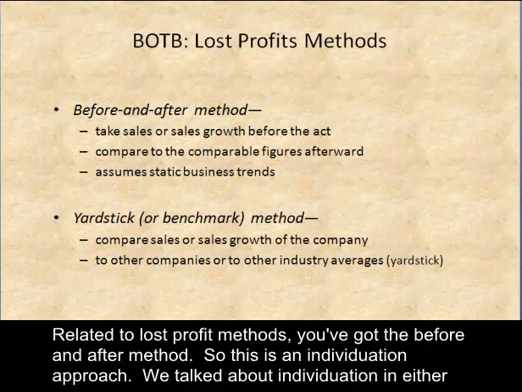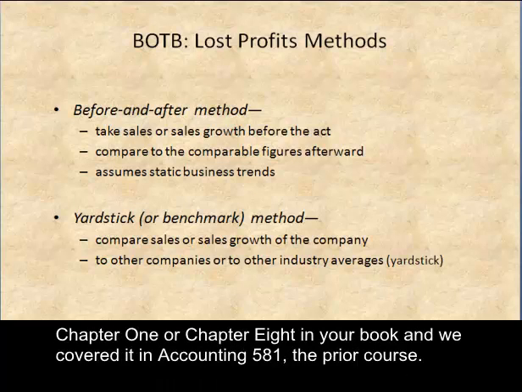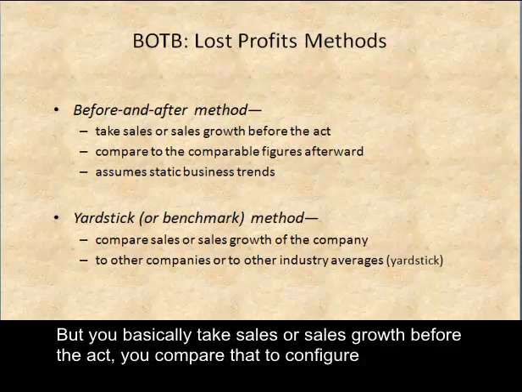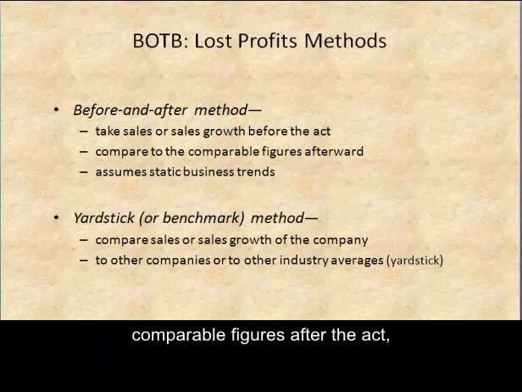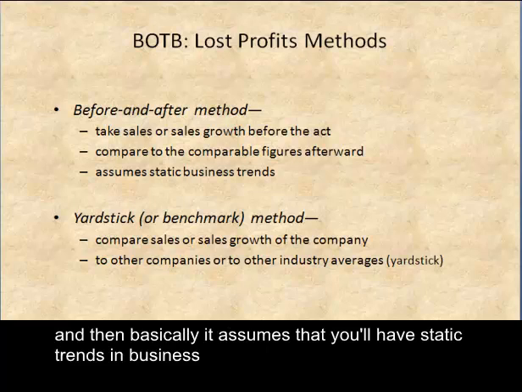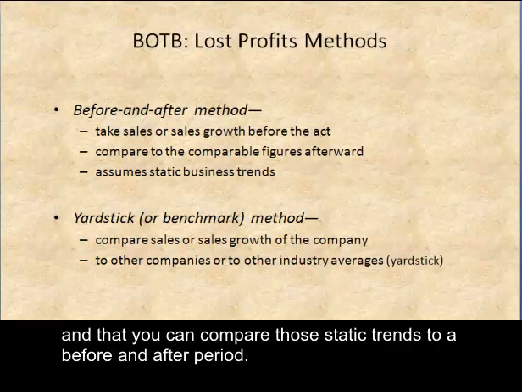Related to lost profit methods, you've got the before and after method. So this is an invigilation approach. We talked about invigilation in either Chapter 1 or Chapter 8 of your book, and we covered it in Accounting 581, the prior course. But you basically take sales or sales growth before the act, you compare that to comparable figures after the act, and then basically it assumes that you'll have static trends in business and that you can compare those static trends to a before and after period.